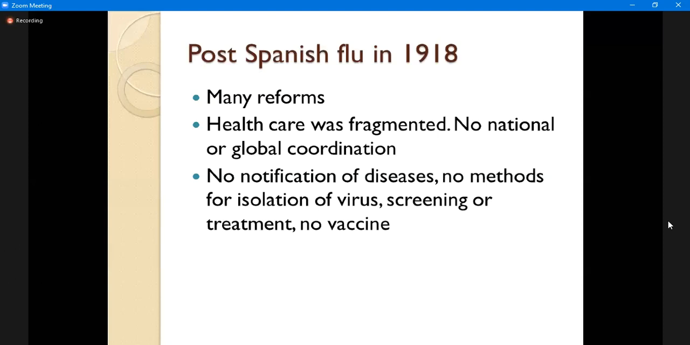So when the Spanish flu came, it took the whole world by surprise, and the fragmented healthcare systems of that world were never able to handle it. As a result, more than 50 million people got wiped out, which amounts to something like 2.5% of the global population. Some places, like in Alaska, were completely wiped out, with no survivors after the Spanish flu. It came in three waves.